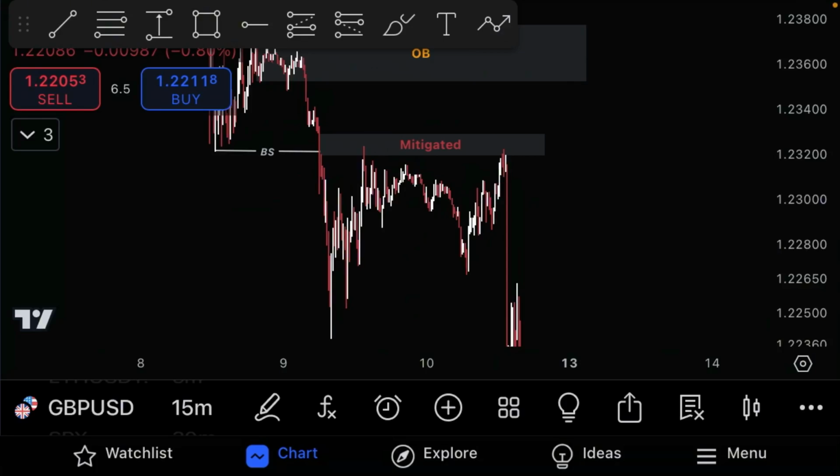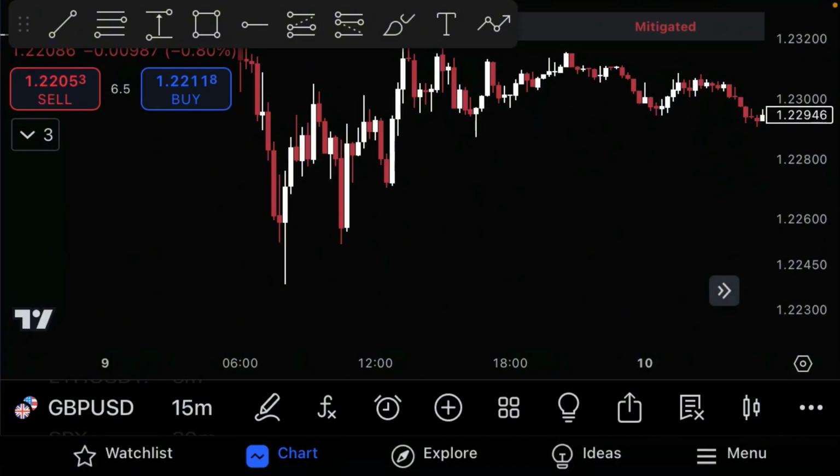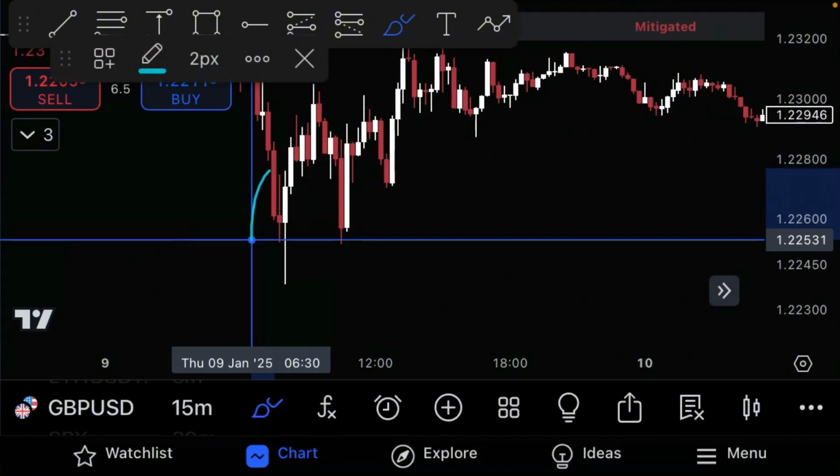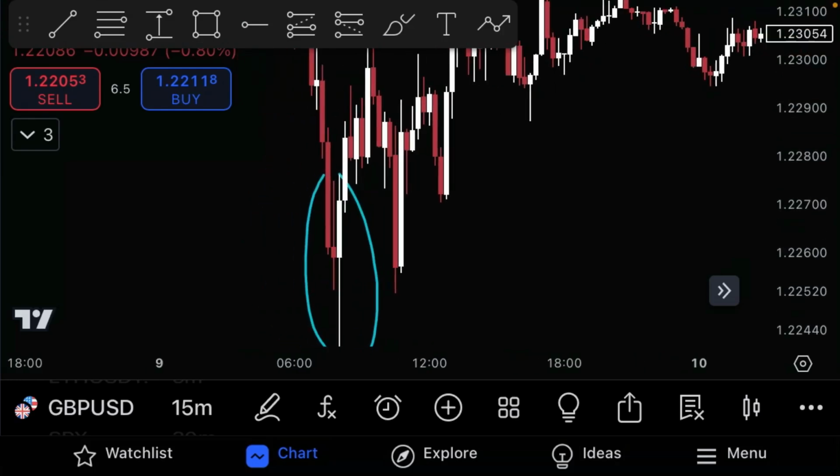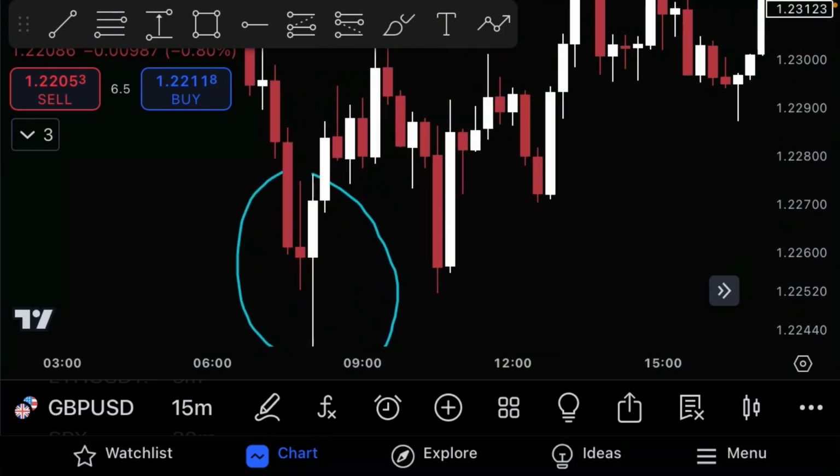Now, without wasting much of your time, let's look for momentum over here. The first thing we need to do is to map out that last candle, which is this white one right here, and look for 3 candles above it.